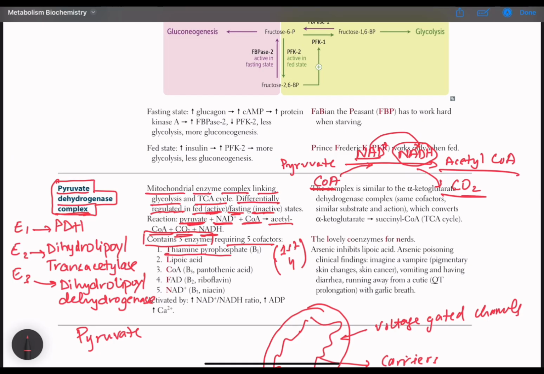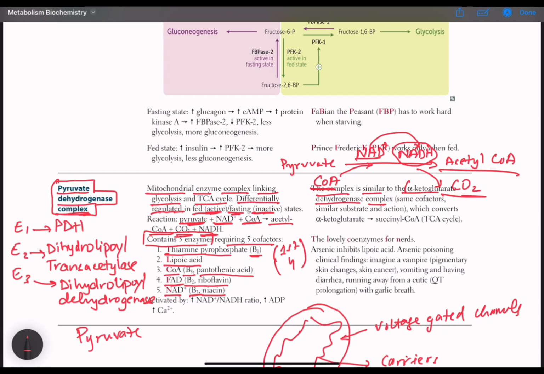Thiamine pyrophosphate, which is generated from vitamin B1. Then we have B2, FAD, riboflavin. Then we have B3, NAD or niacin, and B5, CoA or coenzyme A, generated from pantothenic acid, and an additional cofactor, lipoic acid. The enzyme complex is similar to the alpha-ketoglutarate dehydrogenase complex.